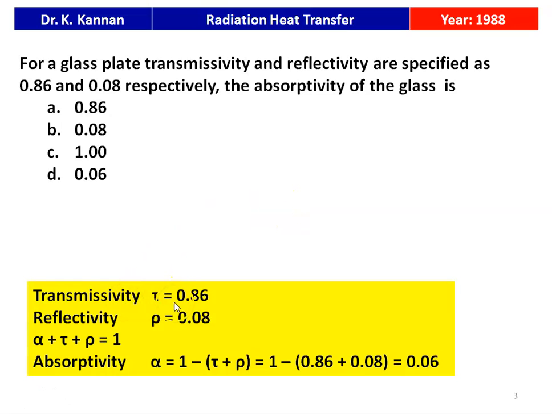Given data, transmissivity tau equal to 0.86, reflectivity rho equal to 0.08. From the radiation properties, we have alpha plus rho plus tau equal to 1. So, the sum of all the radiation properties equal to 1. So, the absorbability alpha equal to 1 minus (tau plus rho). Calculating it, it is 0.06. So, the absorbability of the glass plate is 0.06, that is the answer.